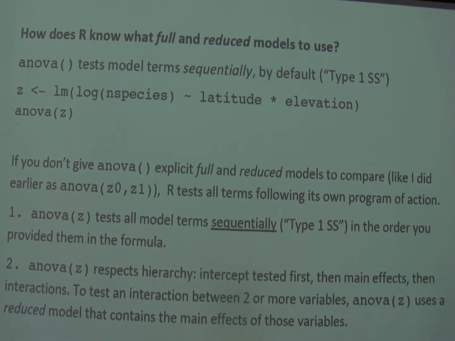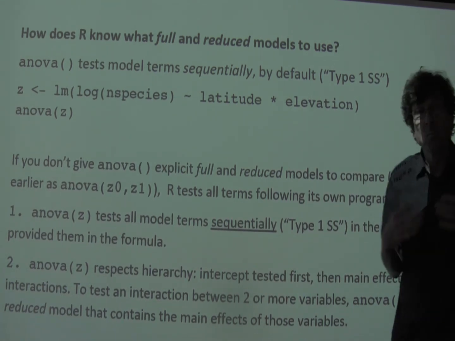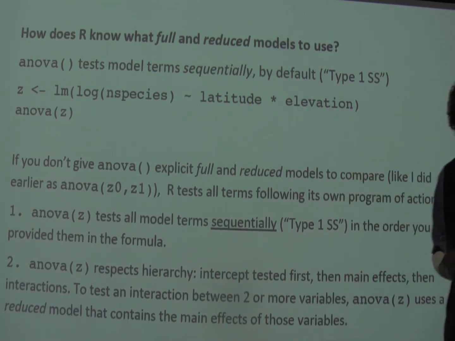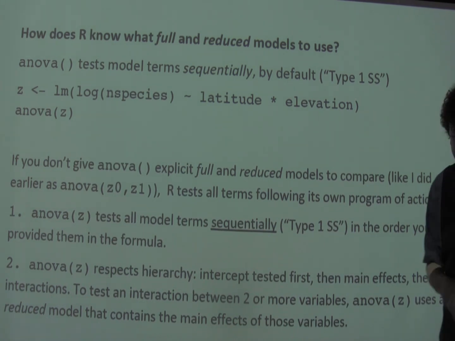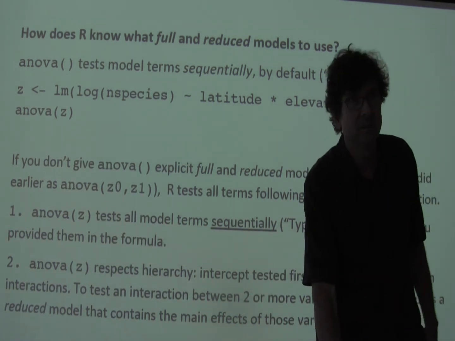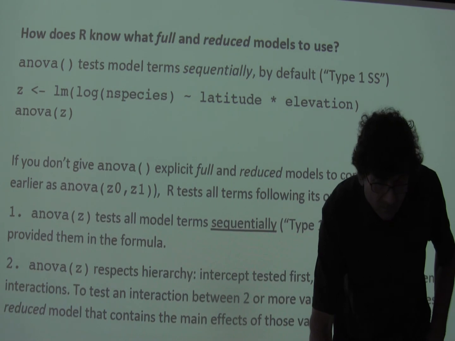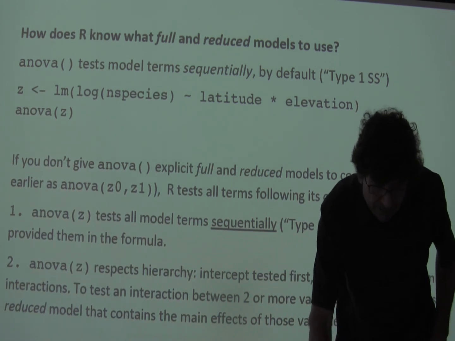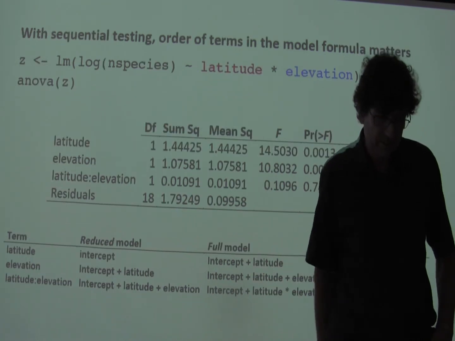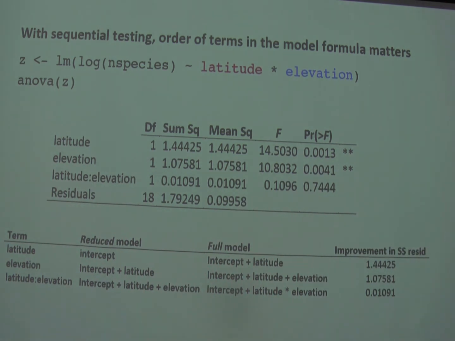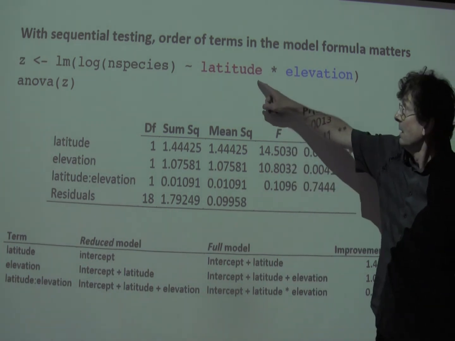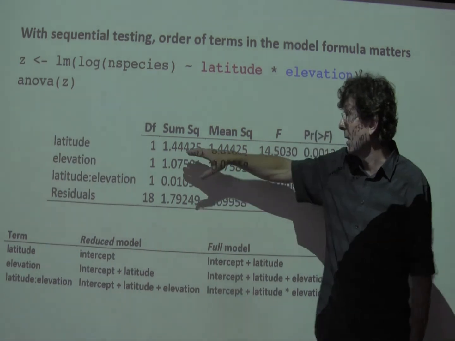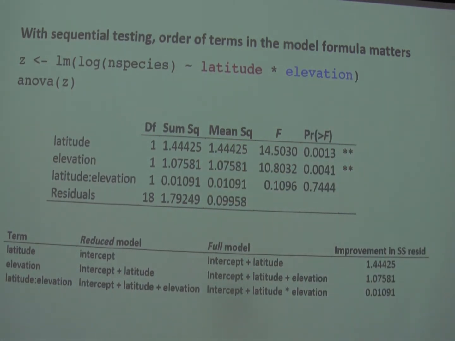Does that make sense? And you might think, why would it do that? Of course, that makes sense. But actually, most computer programs don't do that. So that's why I'm taking pains to show you what R does. So with sequential testing, the order of terms in the model actually matters. Because I wrote latitude first, when I wrote down the model, latitude is tested first.